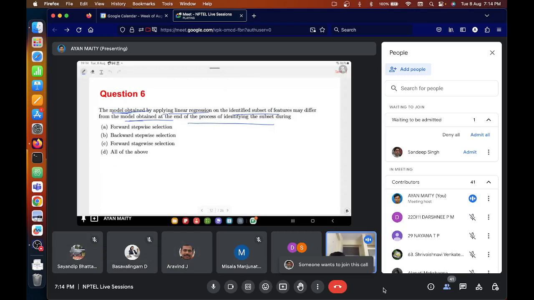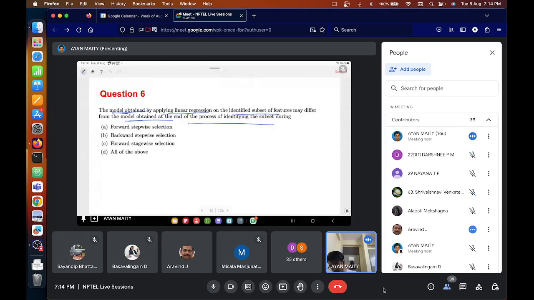In case of the other two methods, forward stepwise and backward stepwise, these two are greedy methods. In every iteration, we are either adding a new feature greedily or removing a feature greedily, but we are not creating a model in that process of identifying the subset of features. You can observe this from the two algorithms. But in case of forward stage-wise selection, in every iteration we try to find the feature that has the highest correlation with the residual at that point. This is given in the video lecture as well.